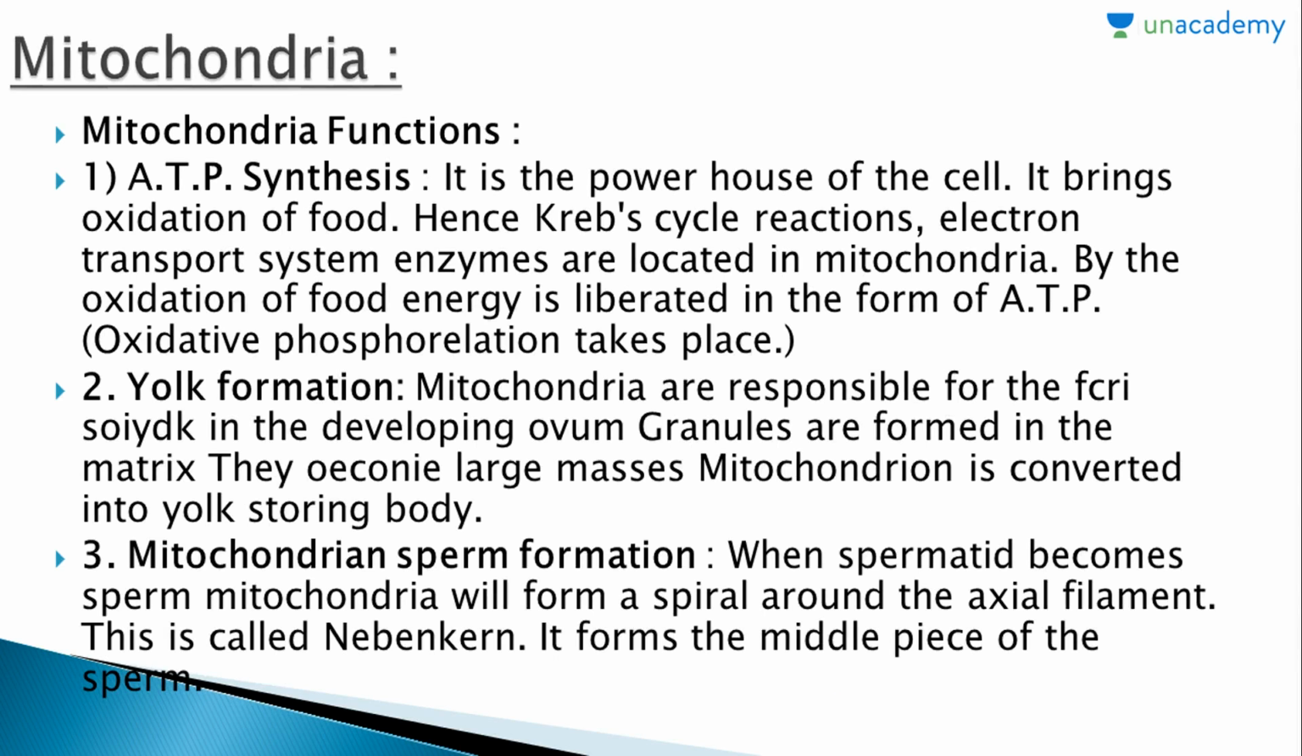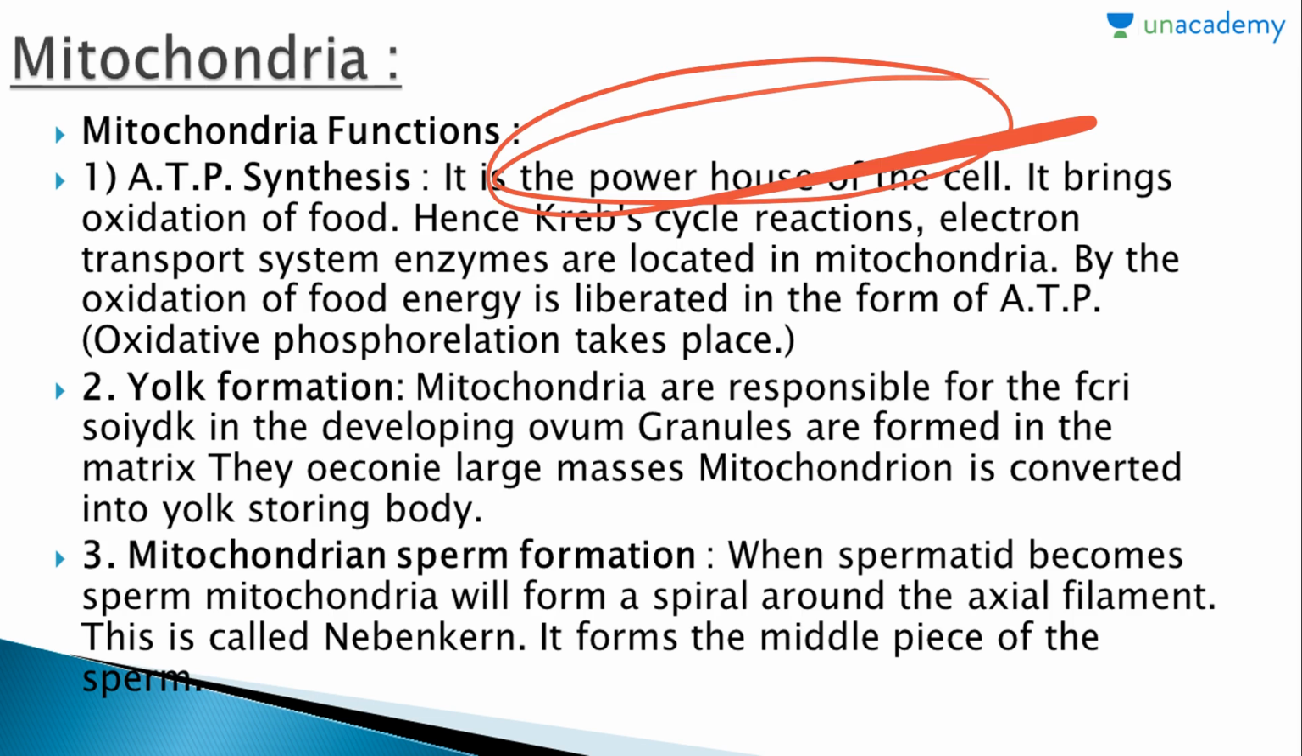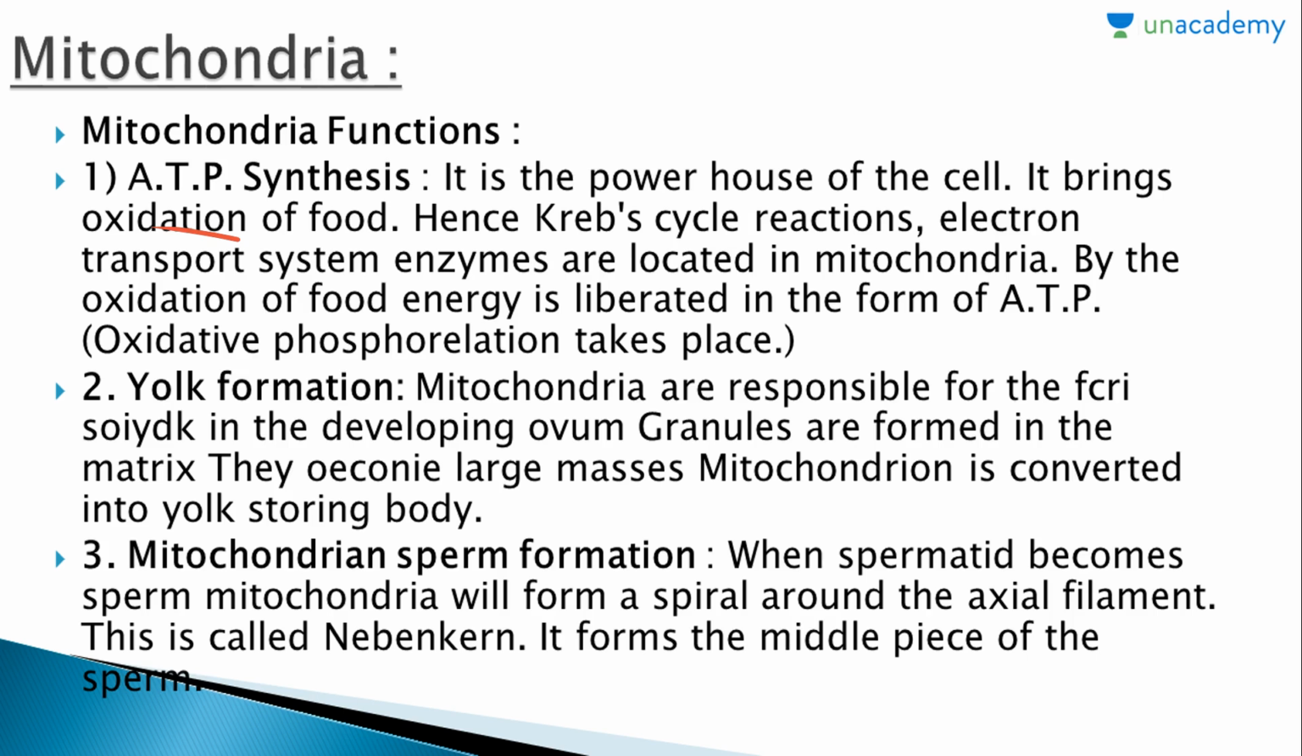Next we have the functions of the mitochondria. The first one is ATP synthesis. That is the powerhouse of the cell. You must have studied in the lower classes that mitochondria are called the powerhouse of the cell. It brings about oxidation of food, hence Krebs cycle reactions, electron transport system, and enzymes are located in the mitochondria. By the oxidation of food, energy is liberated in the form of ATP, that is adenosine triphosphate, in which oxidative phosphorylation takes place.